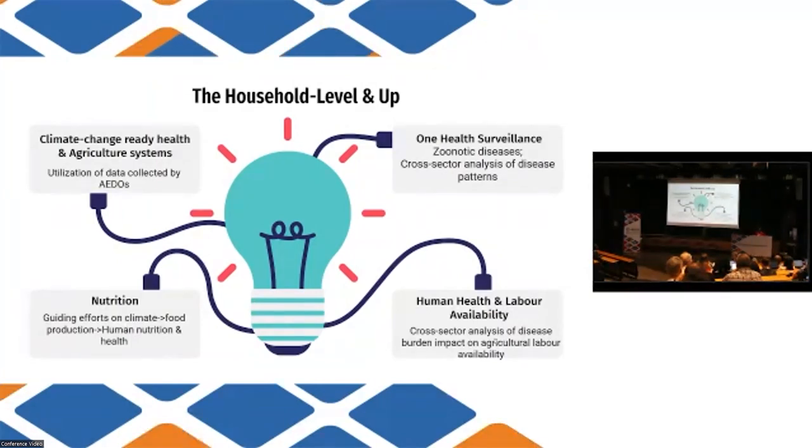So we are looking at cross-sector analysis of disease patterns using the system. And also on the human health and labor availability, we are also looking at cross-sector analysis of disease burden impact on agricultural labor availability, that if a person is malnourished, that will also affect productivity in the agriculture sector because of labor availability. So we want to create a synergy where we can work together to have one platform where we can be collecting different information and be able to utilize it in our own respective sectors.